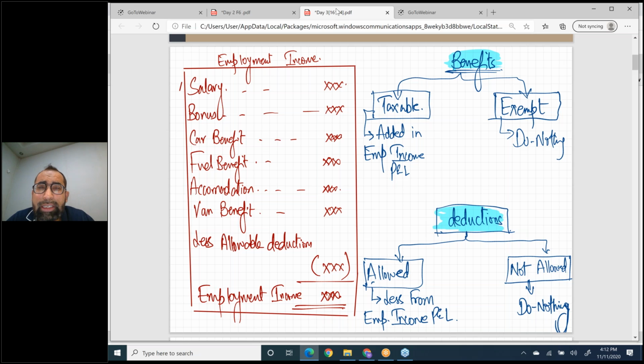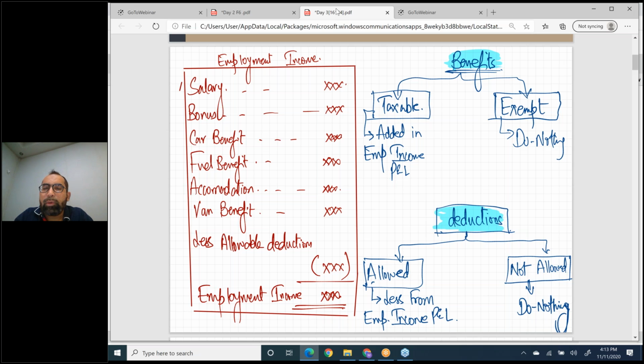So, now the question is, sir, what is the identification of deduction? How are we going to identify that this line is a deduction? Simple. Look here. If something is going out of the pocket of the employee, if the employee is paying something, if the employee is getting the burden of something, then that is called deductions.